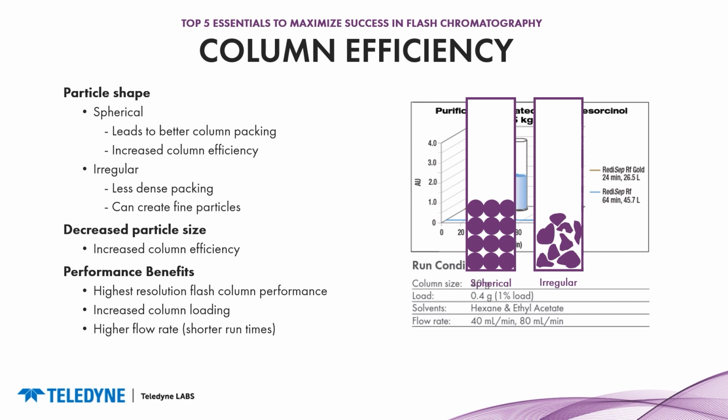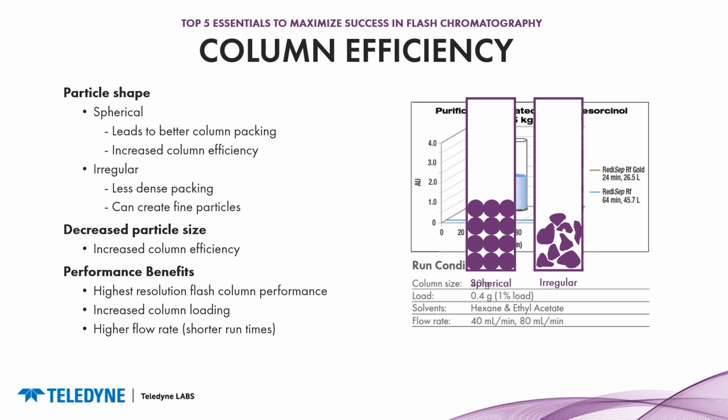A couple things to keep in mind when working with irregular is, yes, you're going to lead into less dense packing, but you can also create fine particles. So some of these irregular shapes are going to have really, really tiny pieces that can break off due to the pressure from your mobile phase, and those can get swept up into your chromatography machine, which can lead to problems down the line.